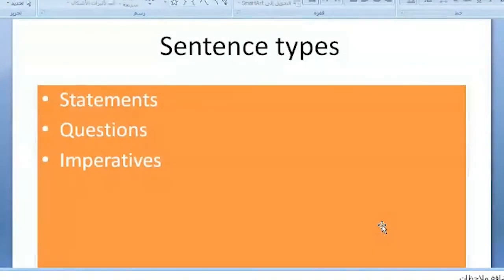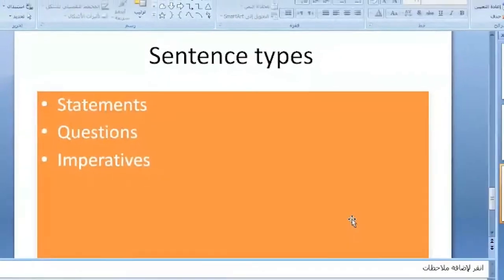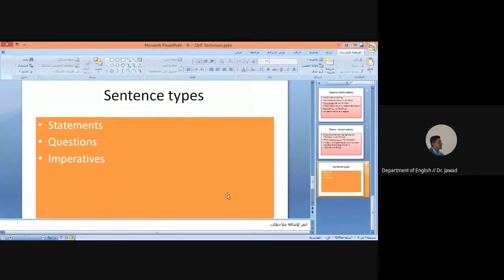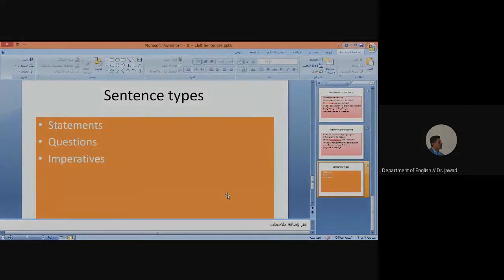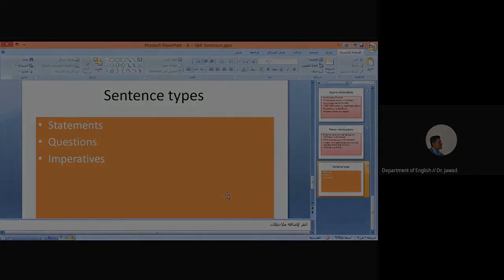Do not depend only on your textbook. Do not rely only on your teacher. You are not going to develop your level at all. You will be weak. So what is the key? The key is reading.